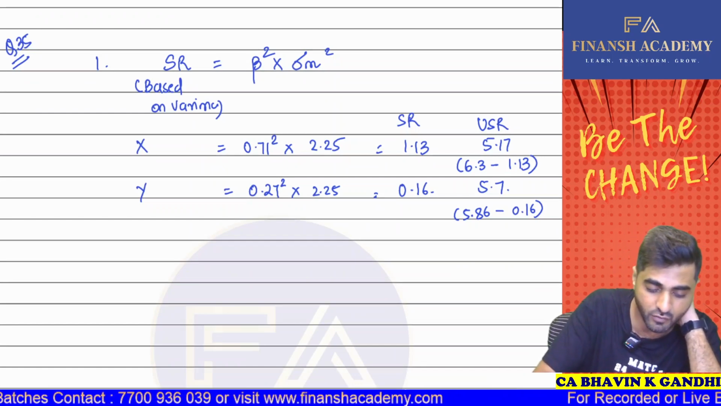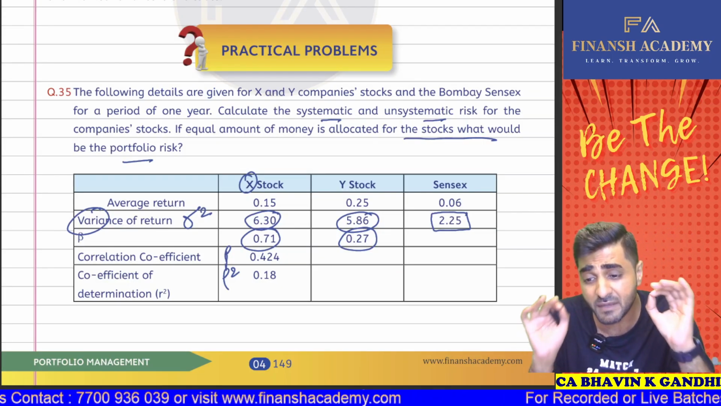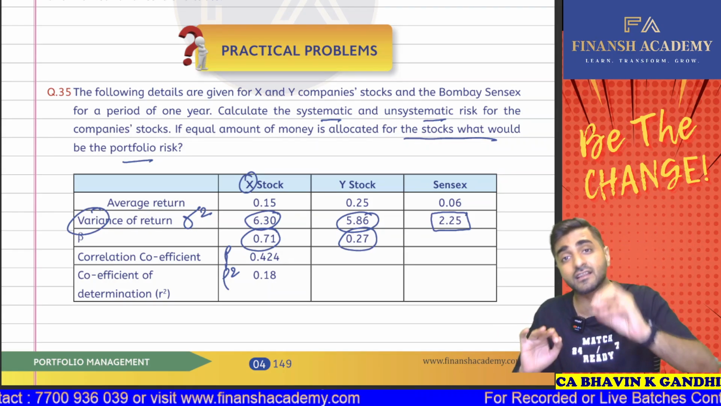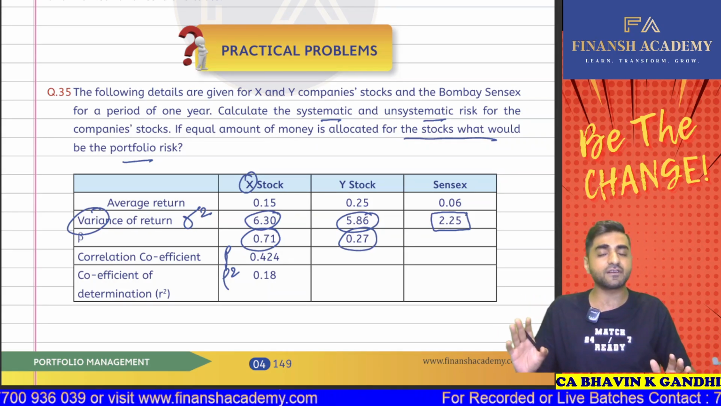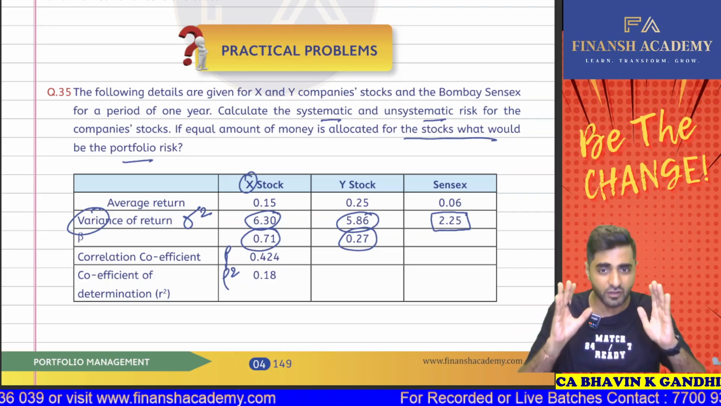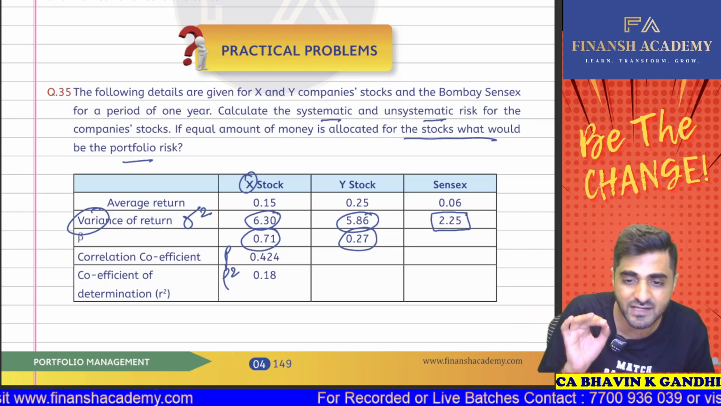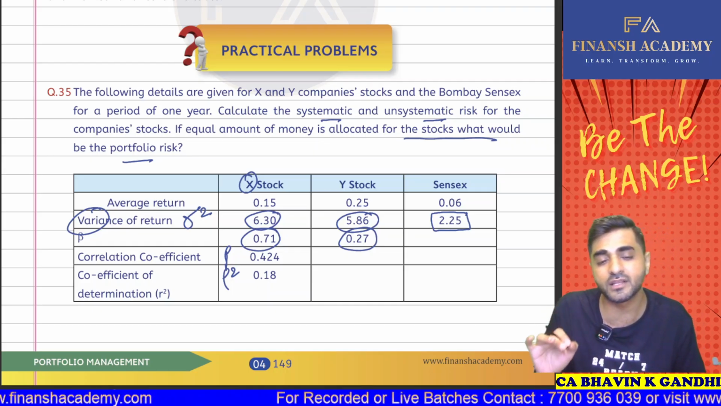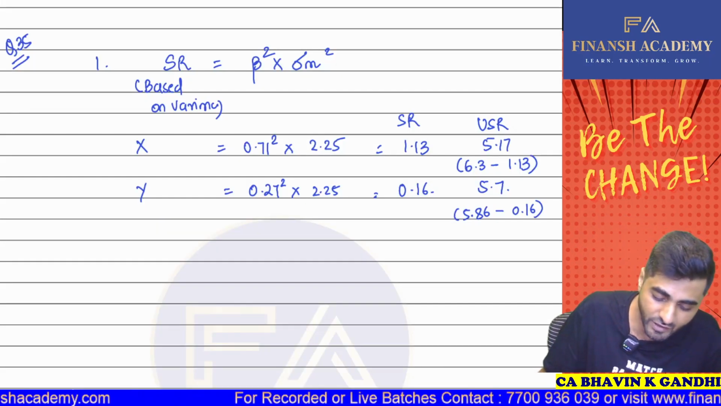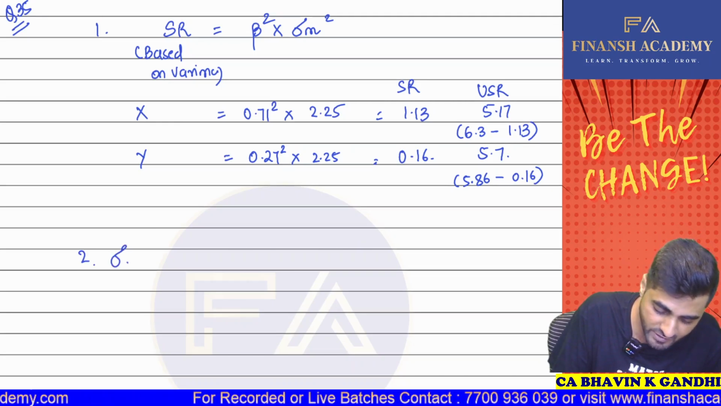Okay, that's the first part of the question. So we have calculated this based on variance. Again, I'm repeating, whenever the variance is given to you, ICAI prefers that you calculate this on the basis of your variance. Now, in the second part, if equal amount is allocated for the stocks, what would be the portfolio risk? Now we are required to calculate what should be your portfolio risk.